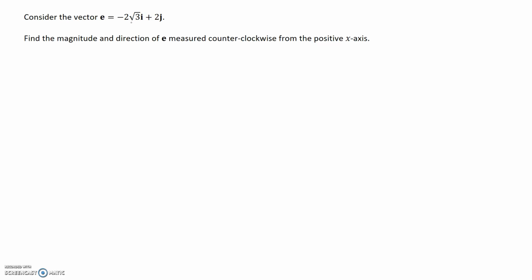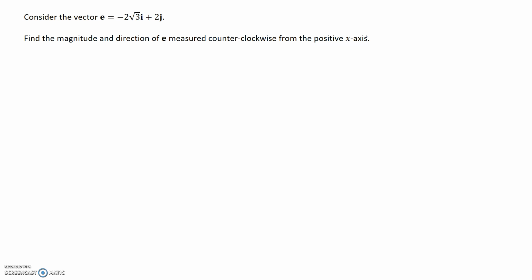So here we're asked to consider the vector, which is negative 2 times square root 3 i plus 2 j. So we can see it has an x and a y component. What we need to do is compute the magnitude and also the direction of the vector. And for the direction, we're measuring from the counterclockwise positive x-axis.